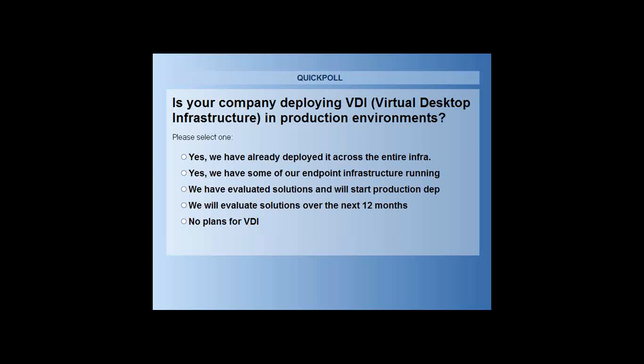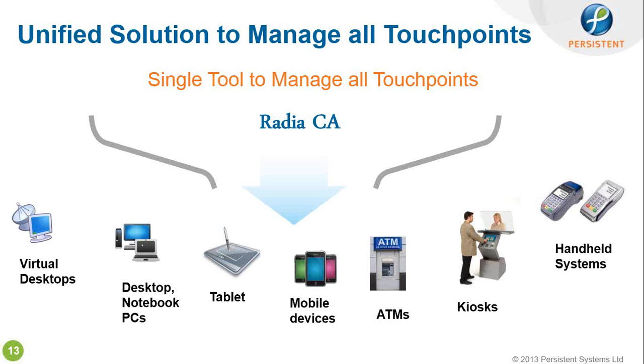So almost 70% have voted already, and 44% have selected the second option: yes, we have some of our endpoint infrastructure running. So almost everybody is at some point in their journey. And 24% selected the first one, where they mentioned that they already have deployed it across the entire infrastructure. So 24% across the entire infrastructure, and 44% have it in some of their infrastructure. Again, those are numbers that support what we're seeing more and more in the marketplace.